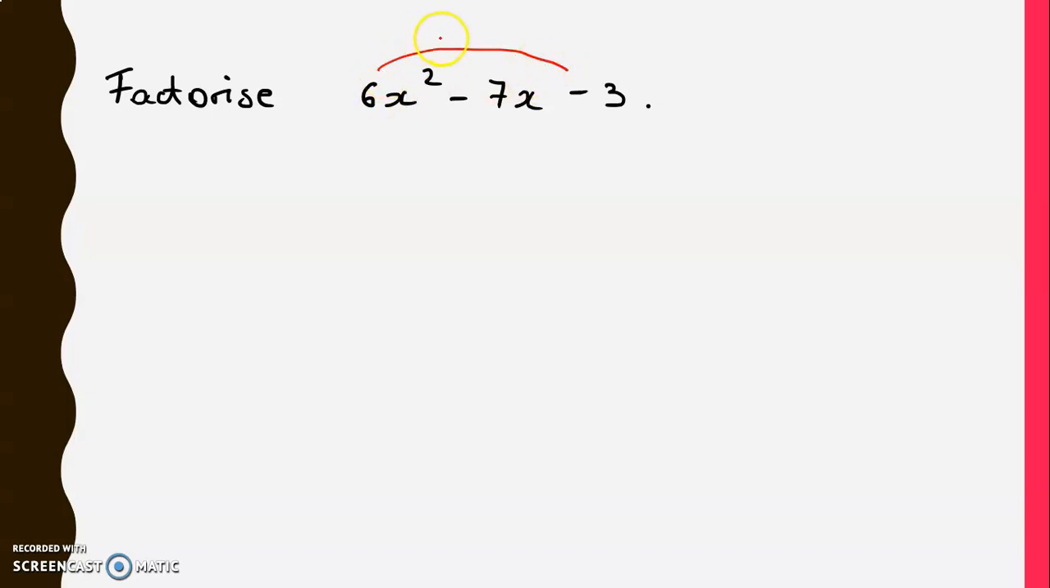So remember, we have to find the product of a and c. ac is 6 times minus 3, which is minus 18 in this case. So I'm going to write minus 18 on the side. We have to find two numbers that multiply together to give minus 18. That's minus 9 times 2. And when added, minus 9 plus 2, we end up with minus 7.